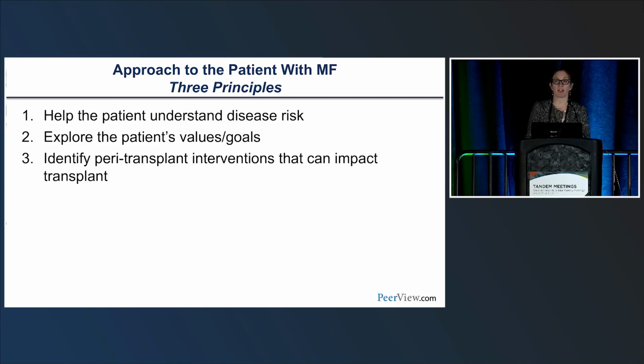So I think one of the first things I like to do is evaluate all the different risk stratification scores we have to really help them understand what we expect their prognosis to be and understand the limitations of these scoring systems as well. I like to explore the patient's values and goals. Some patients are very specific that they really prefer quality versus quantity of time, and that's one of their major reasons for not proceeding with transplant. And finally, what are some peri-transplant interventions that we can do that can impact transplant outcomes?